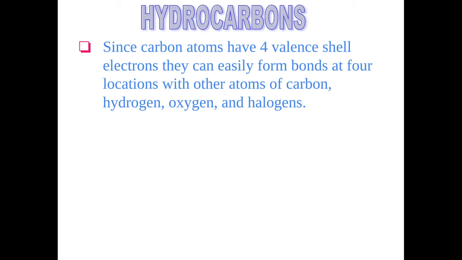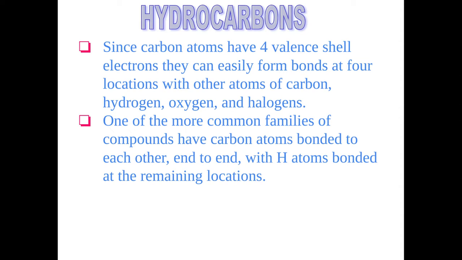Again, that atom could be another carbon atom, it could be a hydrogen, could be an oxygen, could be any of the halogen groups, so fluorine, chlorine, bromine, iodine, etc. So we've got a lot of options with carbon. This is why organic compounds are made out of carbon. Carbon has a lot of options with regards to bonding.